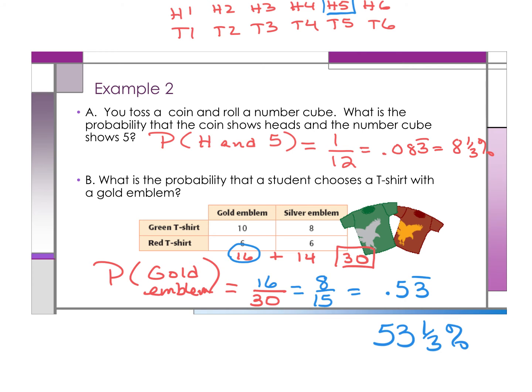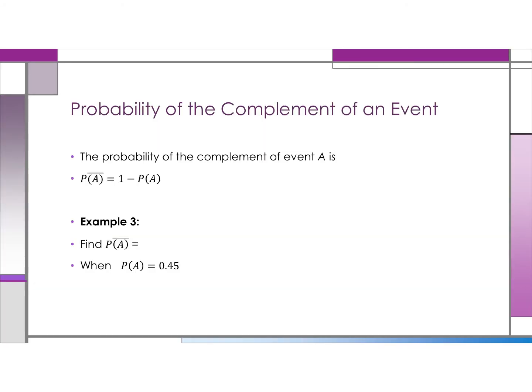Next, we're going to talk about the probability of the complement of an event. So when they talk about the complement, think about complementary angles. If you think about two angles, when they're complements, they have to add to 90. If you know one, remember you just had to subtract it from 90 to get the other one. This is sort of similar.